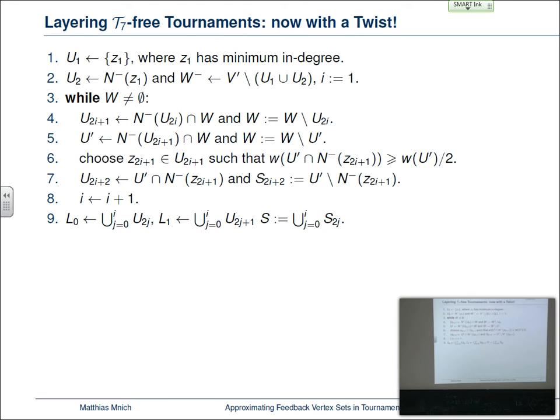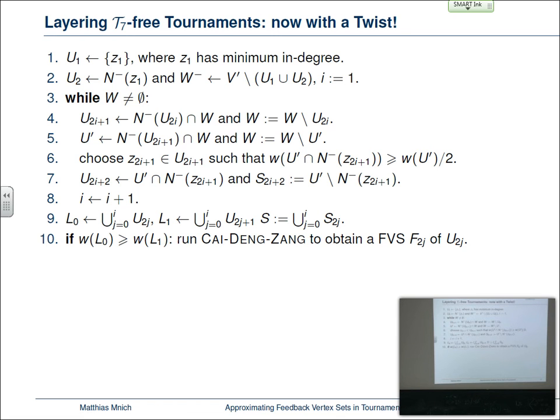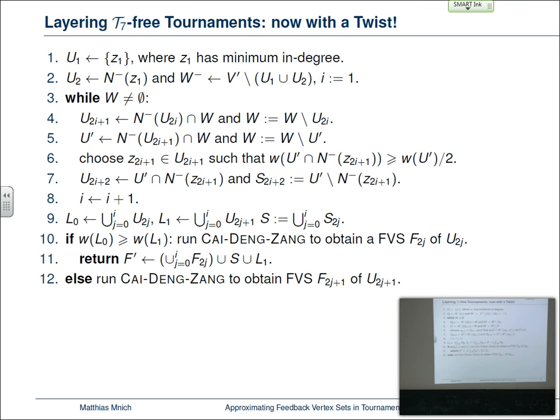And in the end, we have three sets: the even layers, the odd layers, and this extra set S. Now all the even layers will be T5 free, all the odd layers will be T5 free, and we have this rubbish set here. And now we just look. If the weight of the even layers is larger than the weight of the odd layers, then we obtain an optimal feedback vertex set on the even layers and return it together with the rubbish and everything in the odd layers. Or the other case will happen, namely that the weight on the odd layers is larger, and then we find optimal feedback vertex sets on the odd layers and return them together with the rubbish and all the even layers.